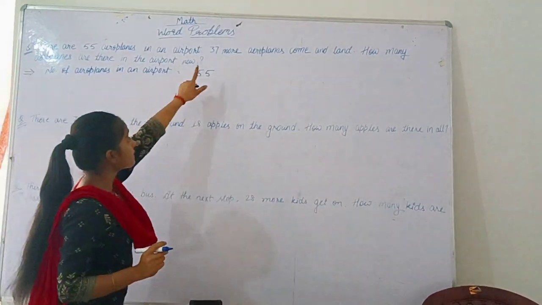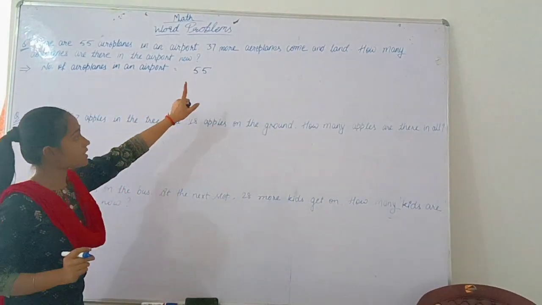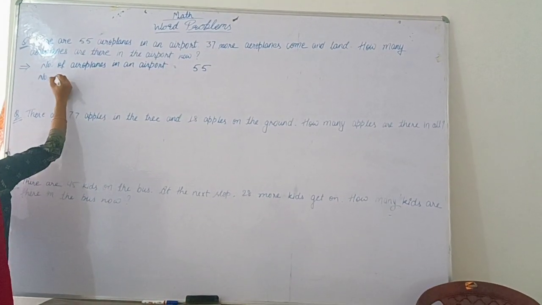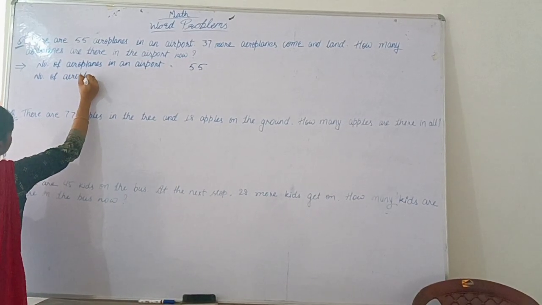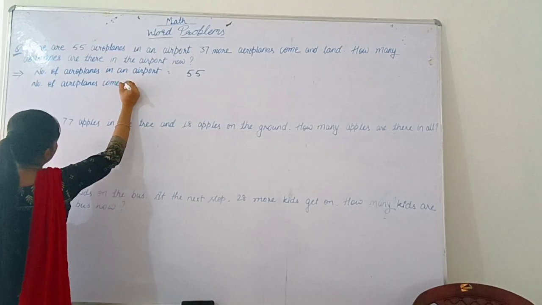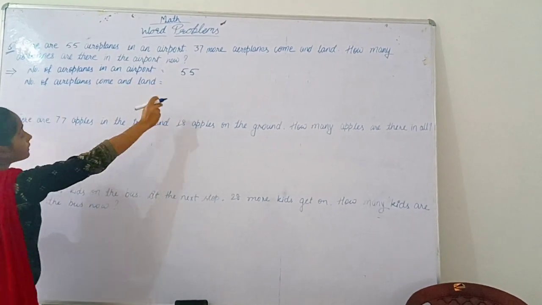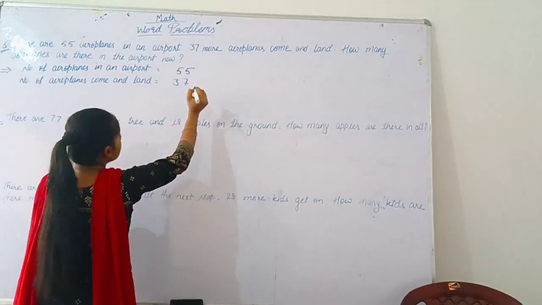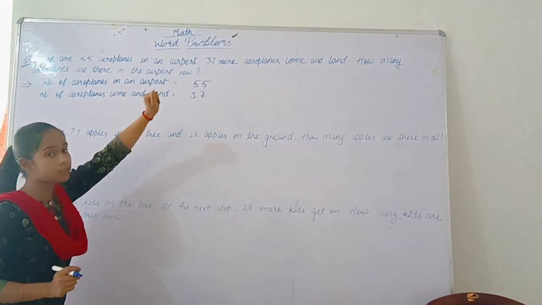Now 37 more aeroplanes come and land. How many aeroplanes come and land? 37. Second statement, the number of aeroplanes that come and land. How many aeroplanes come and land? Then 37. Now the question is asking how many aeroplanes are there in the airport now.